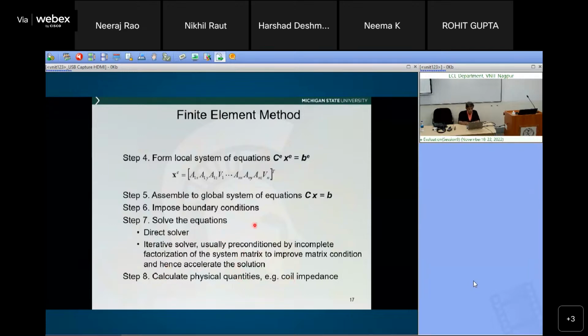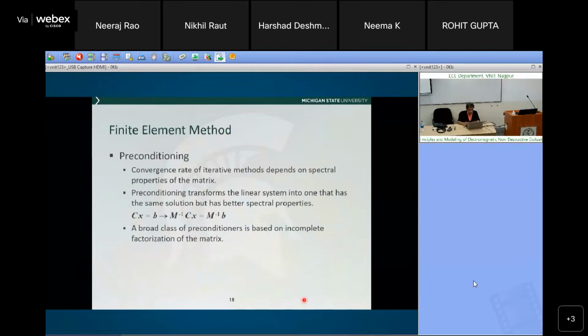Once you solve for these unknowns like x, if that is the magnetic vector potential, I have to now calculate what is the B. Del cross A is B, and an integral around the coil gives you the coil impedance. Those are things that are pretty much solved.